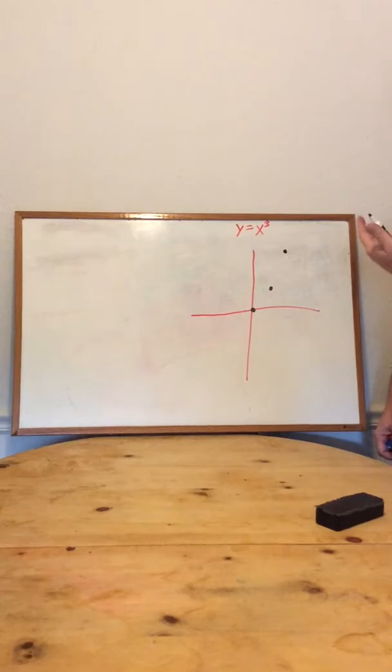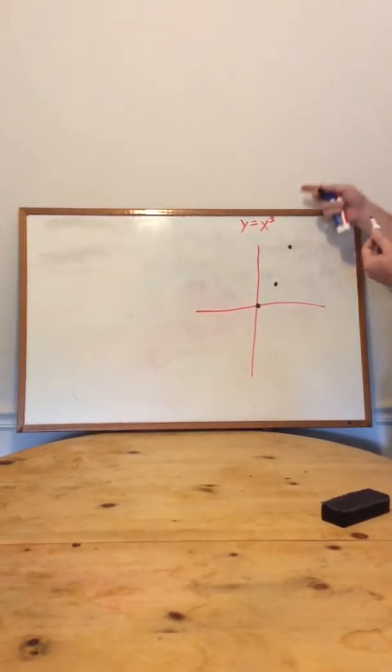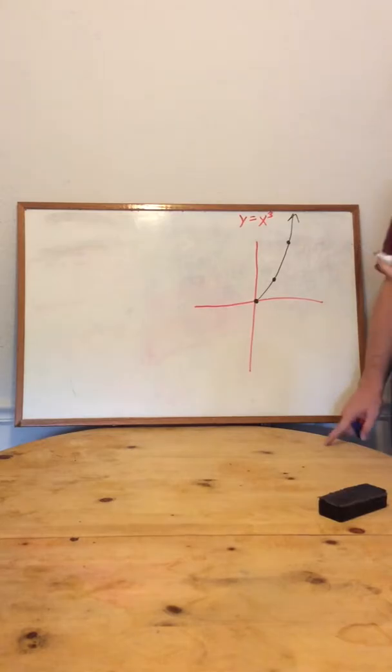At 3, y is 3 cubed, which is 27, which is like somewhere up here on the wall, so I won't do that because my wife will get upset. So we just know it'll get really big really fast, and they'll kind of go up like that.